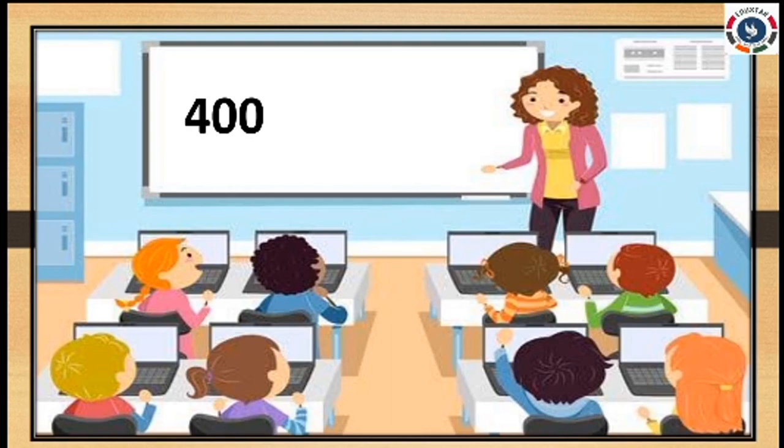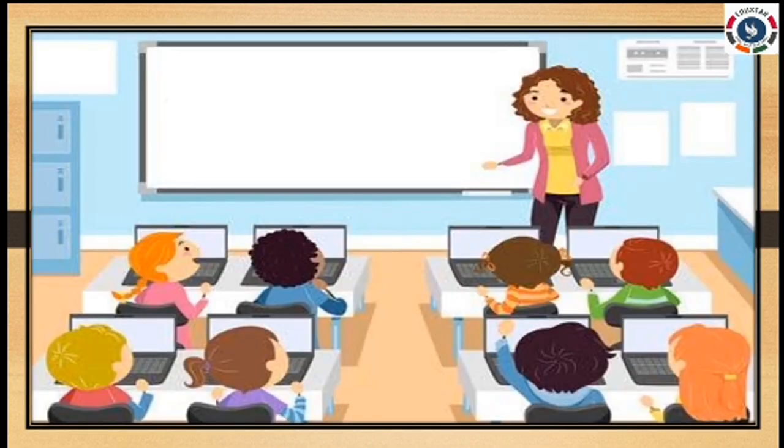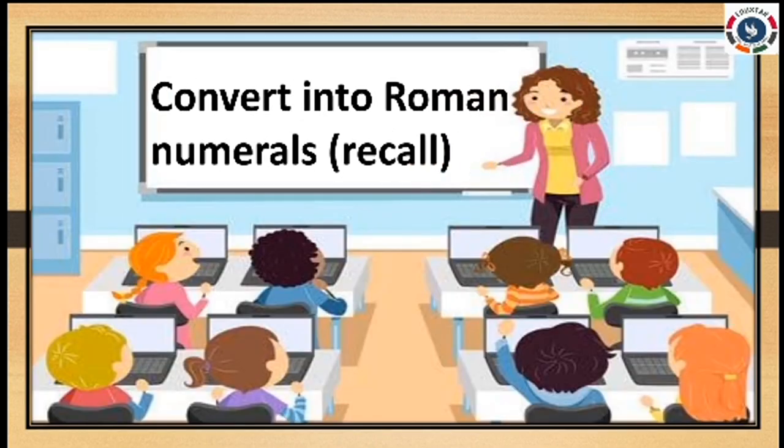Now you tell, what is the Roman numeral for 400? As CD. Superb. What is the Roman numeral for 1500? 1000 for M and 500 for D. Totally MD. Good. Now we are going to see how to convert into Roman numerals.